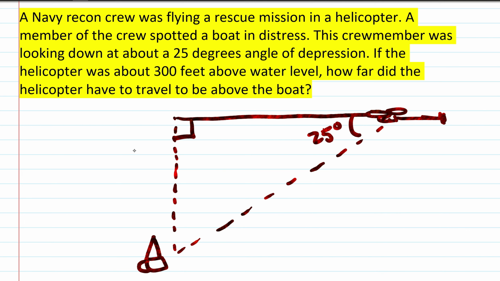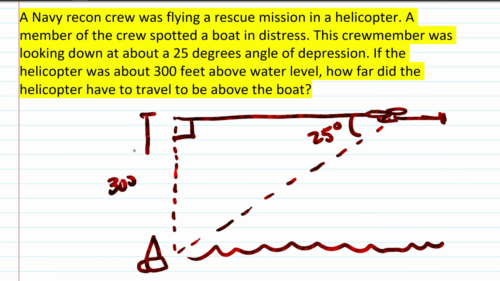It also said that the helicopter was 300 feet above the water level. The water level is down here. So 300 feet would be that distance, 300 feet. Now what we need to do is find out how far the helicopter had to travel, that horizontal distance. So we'll call that D.